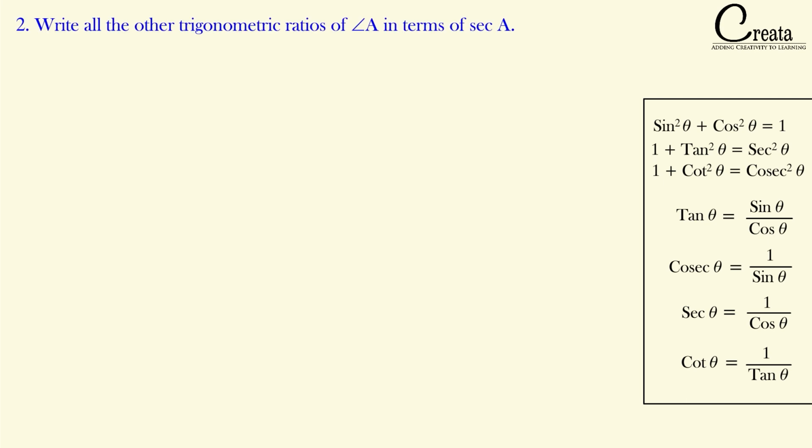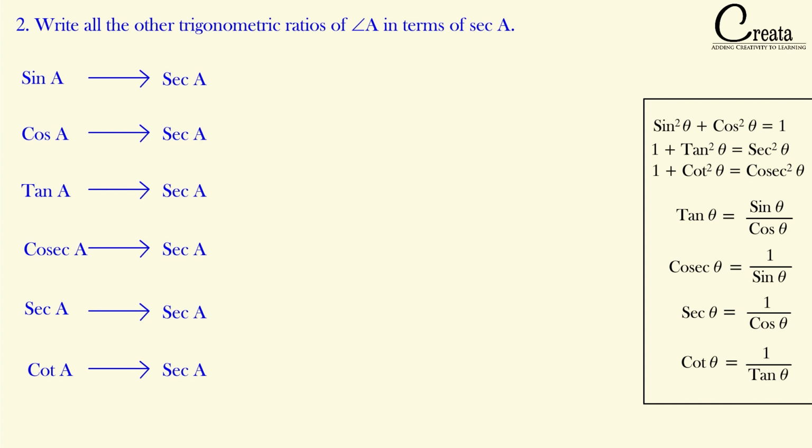Question number 2 is write all the other trigonometric ratios of angle A in terms of sec A. In this question, we have to write all the trigonometric ratios like sine, cos, tan, cosec, sec and cot in the terms of sec. All the trigonometric ratios in the terms of sec. So let's approach this question.